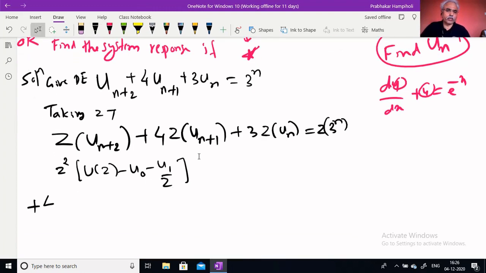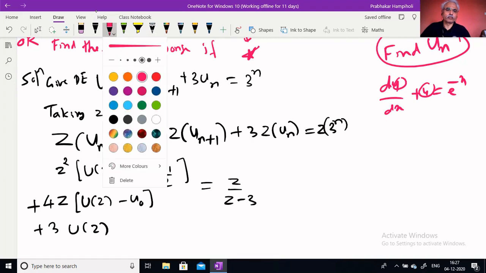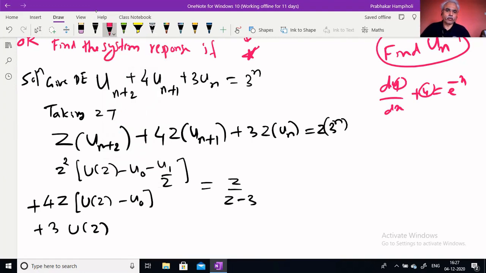Plus second term plus 4 times z into, because of shifting theorem it becomes z into u of z minus u0, plus 3 times u of z, right hand side z by z minus 3. Now we have to substitute the proper values of u0 and u1: u0 is 0 and u1 is 1. So this I have not written here, with u0 0 and u1 1. So 0 here, 1 here, 0 here.